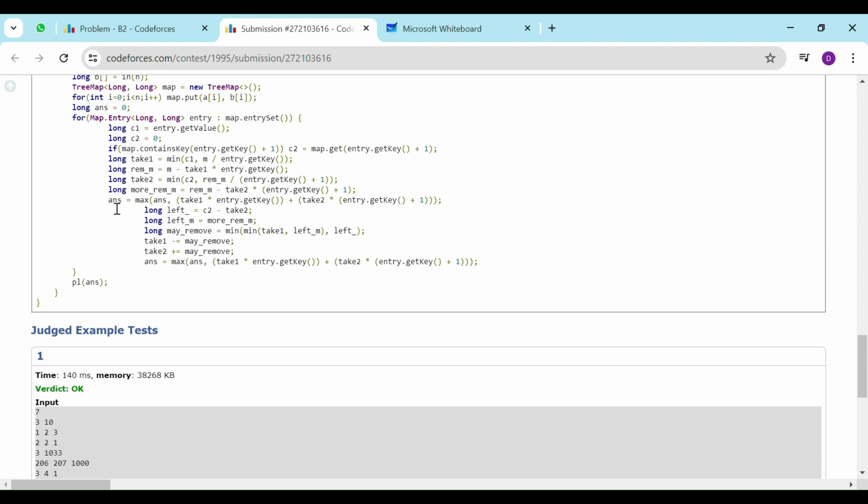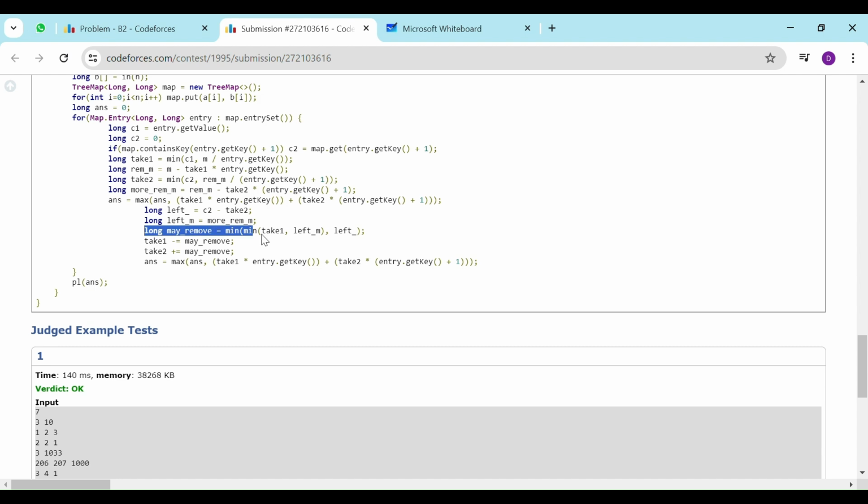So this is my one possible answer. Take 1 into entry.getKey plus take 2 into entry.getKey plus 1, which means count of 206 into 206 plus count of 207 into 207. Now I have to sell and buy.